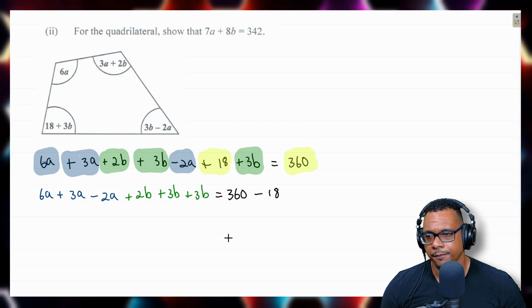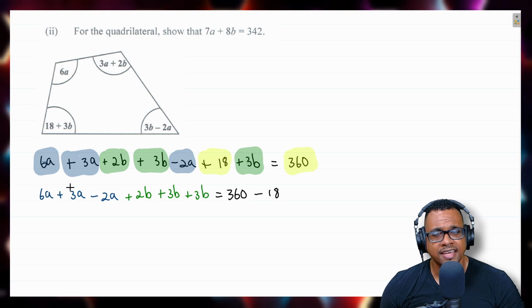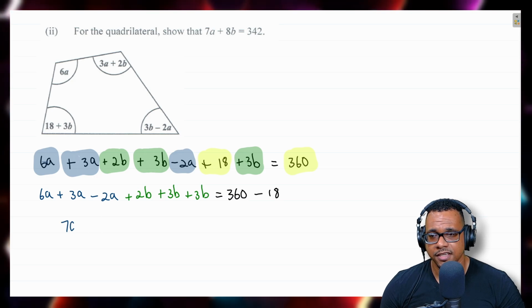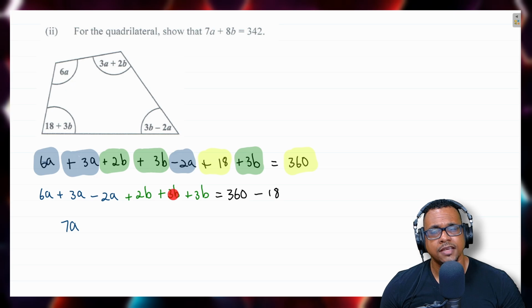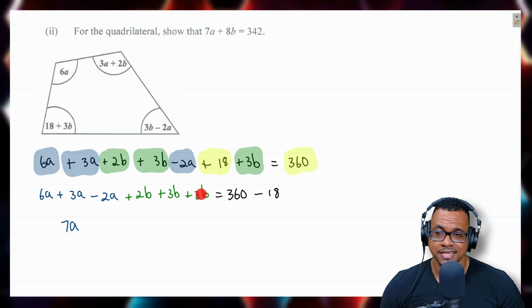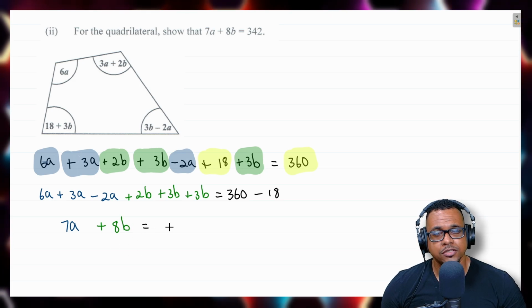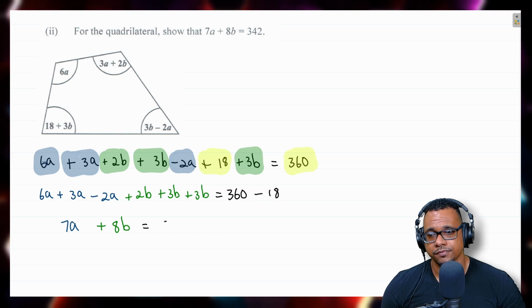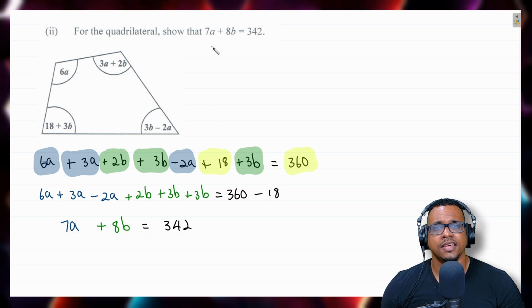And now I'll simplify. So we have 6a plus 3a, that's 9a, and 9a take away 2a. So 9 take away 2 is 7. So we have 7a. Then we have 2b plus 3b, that's 5b. And 5b plus 3b again is 8b, positive 8b. So that's plus 8b. And that's equal to 360 take away 18, which is 342. And this is exactly what they have here.